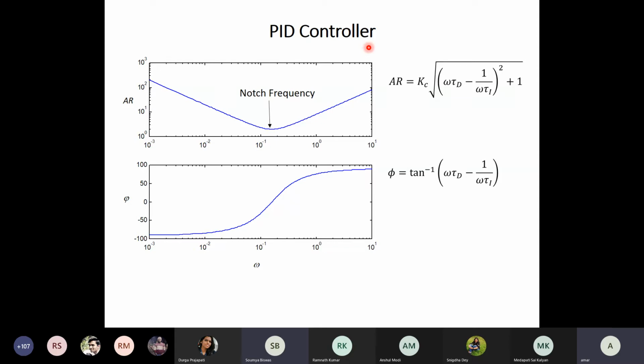Okay. So the resonance frequency is the characteristic of the process, whereas the notch frequency is the characteristic of the controller. Okay, sir. So I was just thinking this to be like a capacitor and an inductor in series. So from there, when we are trying to find the amplitude, then we perhaps put omega tau d minus 1 by omega tau I is equal to 0, and then from there we get the sense of resonance frequency over there.